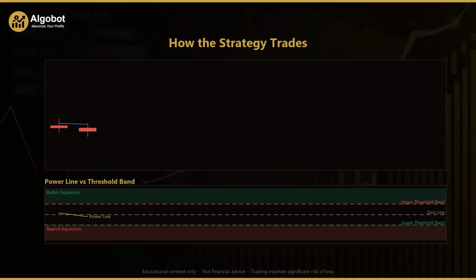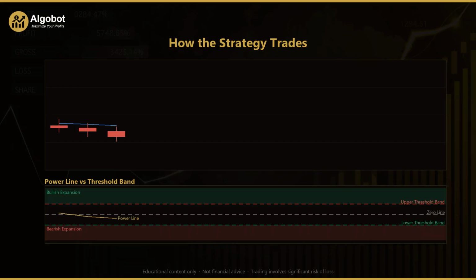Let's bring the whole strategy to life on this illustration. On the price chart you can see our candles, with the blue baseline exponential moving average, the 100-period trend gate, weaving through them. Below the price is the subpanel showing the power line in gold, with the upper and lower threshold bands drawn as dashed levels and the zero line in the middle.